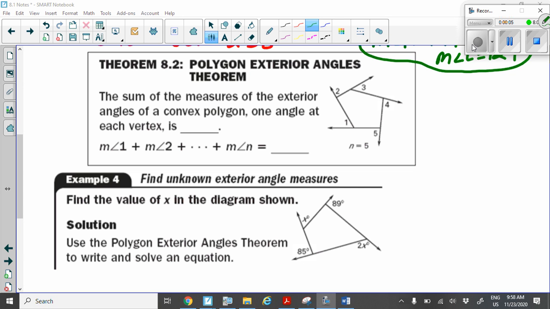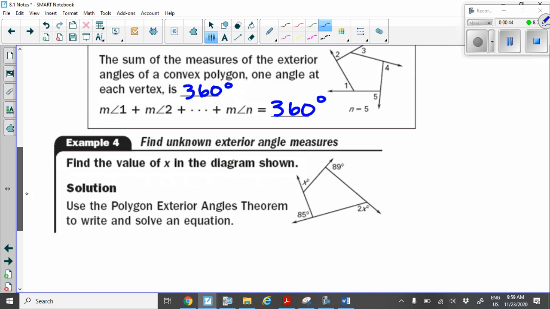So the last 3 examples we talked about interior angles of a polygon. Now we're going to be talking about exterior angles of a polygon. So it says the sum of the measures of the exterior, remember that means outside the polygon, of a convex polygon, one angle at each vertex, is 360 degrees. So we add up all the outside angles, they will add up to 360. Okay, so that's what it just represents. So no matter how many sides you have of a polygon, all the outside angles will always add up to 360 degrees. So now let's go and use this information to do example 4.